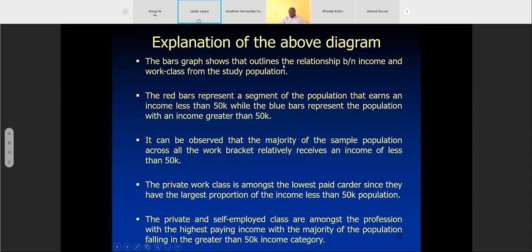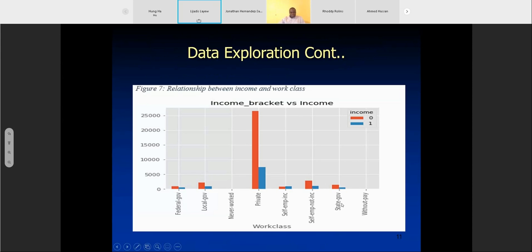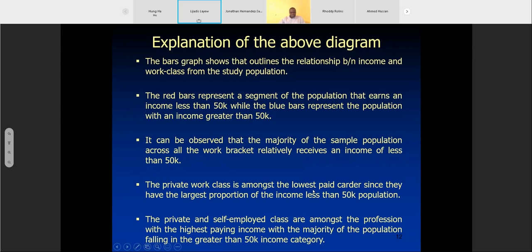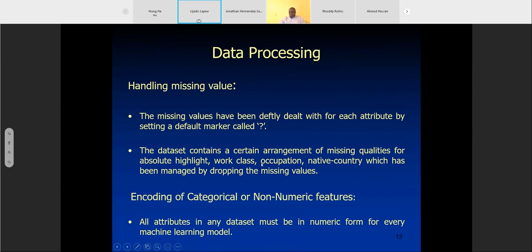So the bar graph shows the outlier ratio between income and the working class from the study population. The red bar represents a segment of the population that earns an income less than 50K, while the blue bar represents the population with an income greater than 50K. It can be observed that the majority of the sample population in all the work brackets receive an income less than 50K. The private work class is among the lowest paid cadre, since they have the largest proportion of income less than 50K. The private and self-employed here are among the professions with the highest paying income, with the majority of the population falling in the greater than 50K income category. So next will be the data pre-processing.